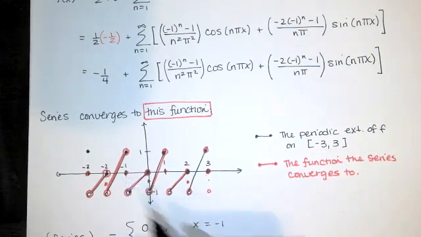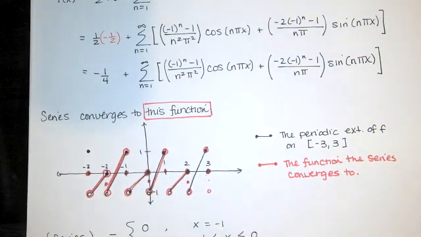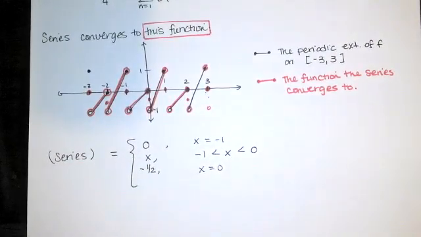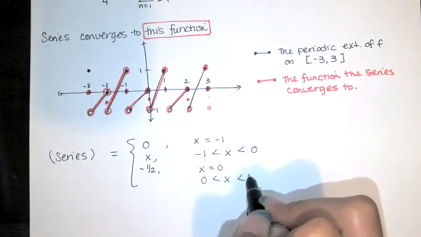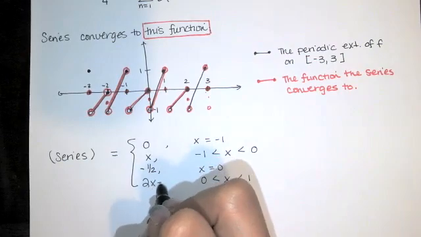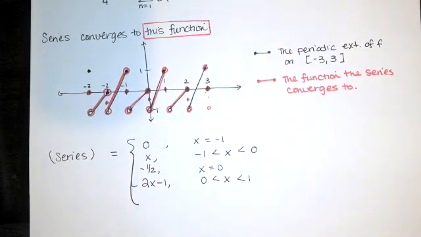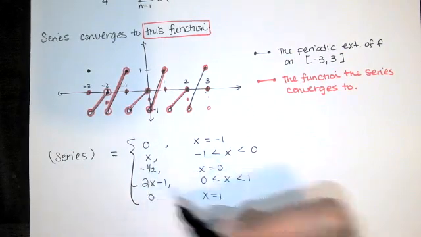And on the interval from -1 to 0, the series converges to x. And at x equals 0, the series converges to -1/2. And on the interval from 0 to 1, the series converges to 2x minus 1. And then at x equals 1, the series converges to 0 again.